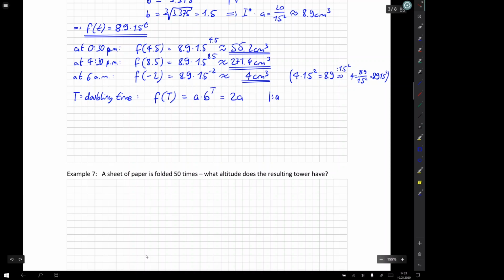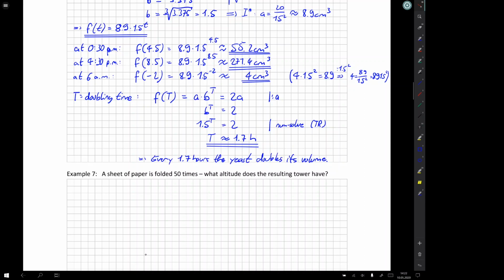and that's equal to 2a, because we know after time capital T the initial amount a has doubled. Looking at this equation, we can divide by a, and we get b to the power of T equals 2. Our b is the 1.5, so we see 1.5 to the power of T equals 2, and now we can solve that for capital T. We don't know yet how to do it formally, so we'll just use the numsolve function of the calculator, and we get that T is approximately 1.7 hours, which means that every 1.7 hours the yeast doubles its volume.